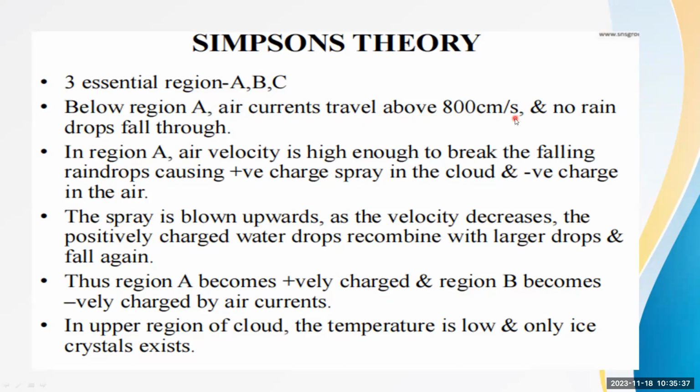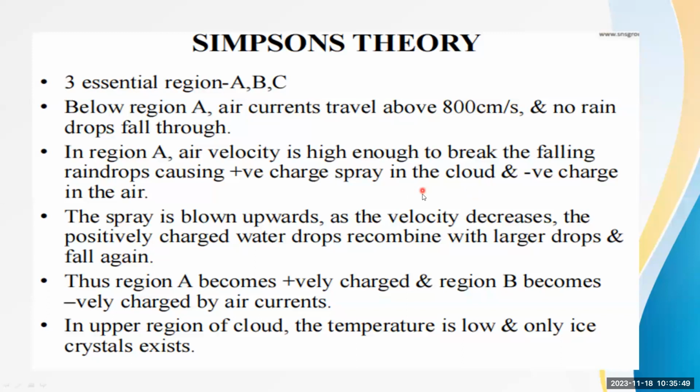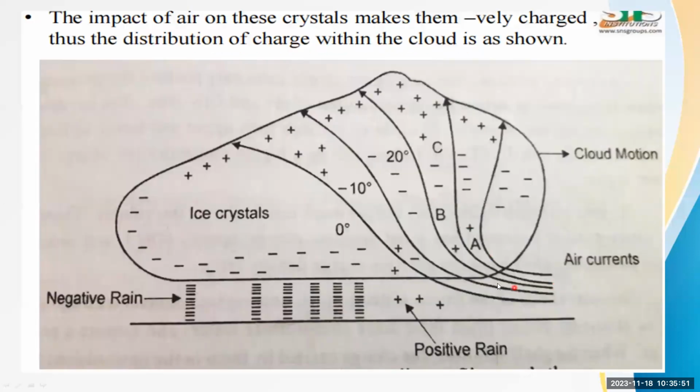Because of this, no drops fall through, and in region A, the air velocity is high enough to break the falling raindrops, causing positive charges to spray in the upper part of the cloud and negative charges in the air. Because of these heavy rain currents, the positive charges are in the upper part of the cloud and the negative charges are in the lower part of the cloud.